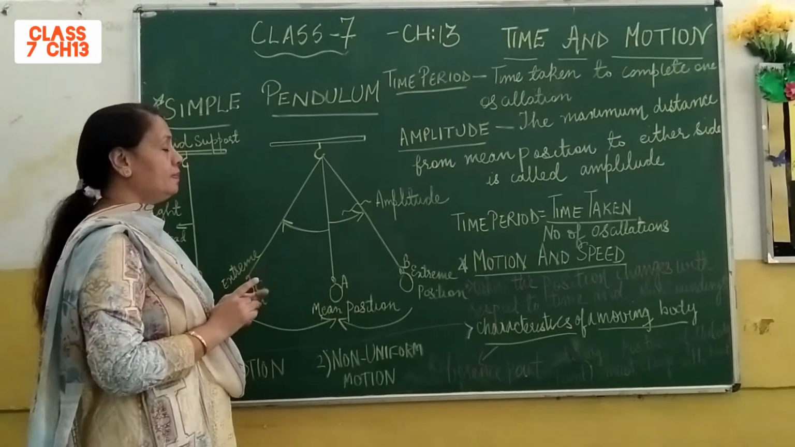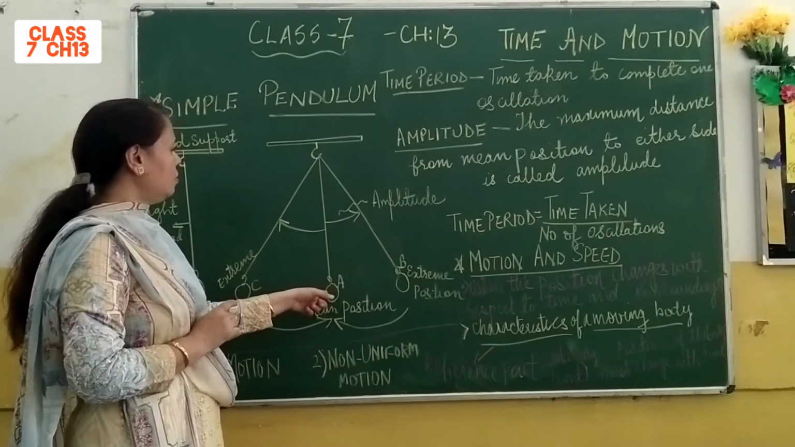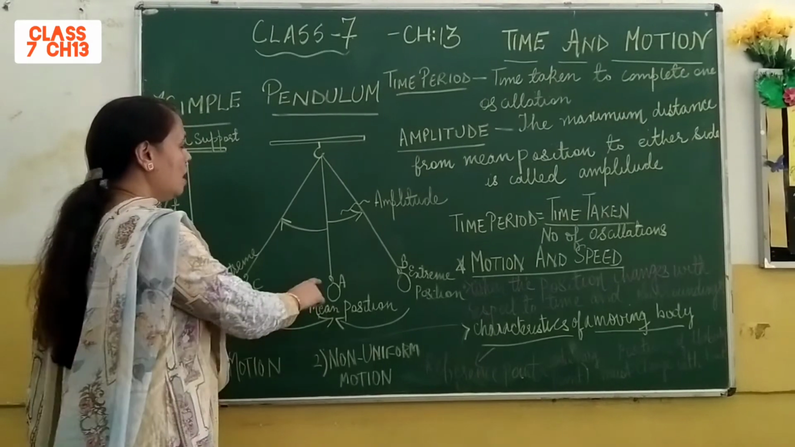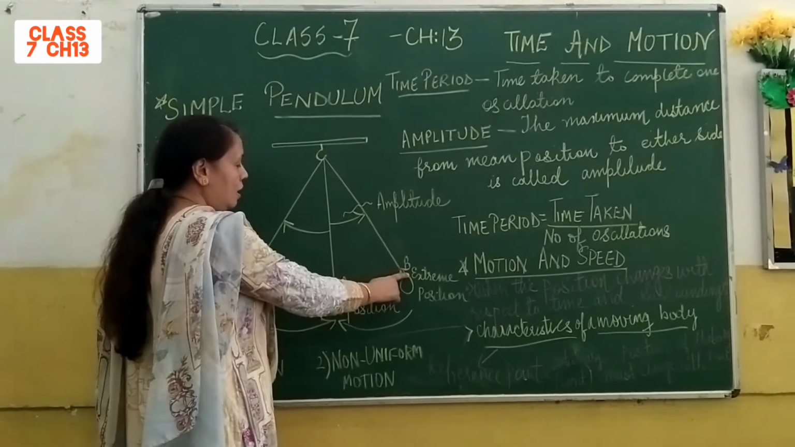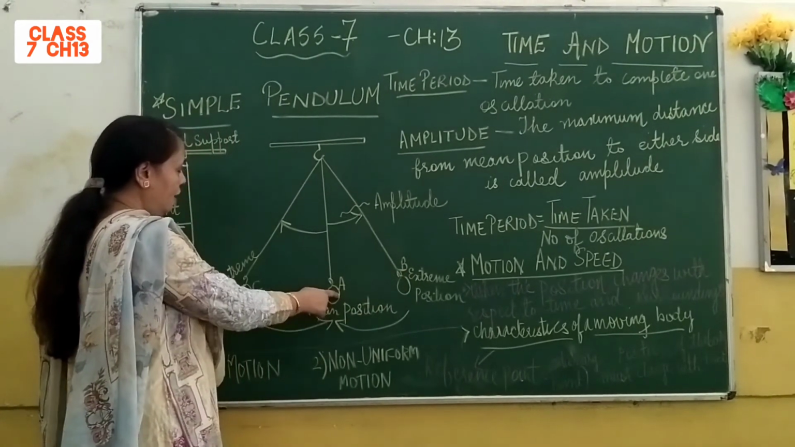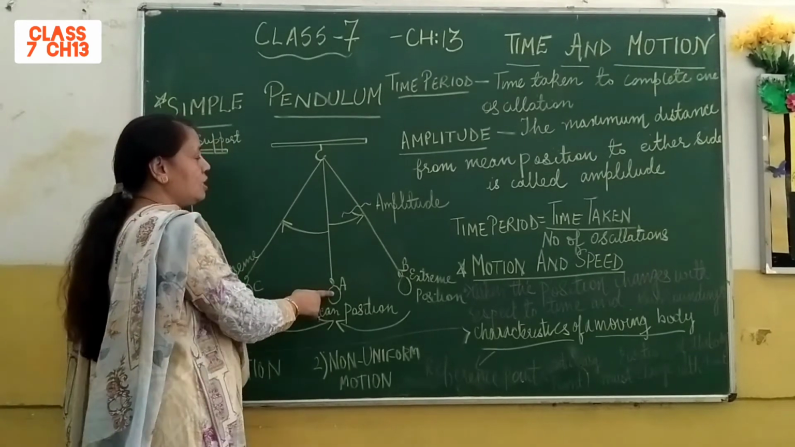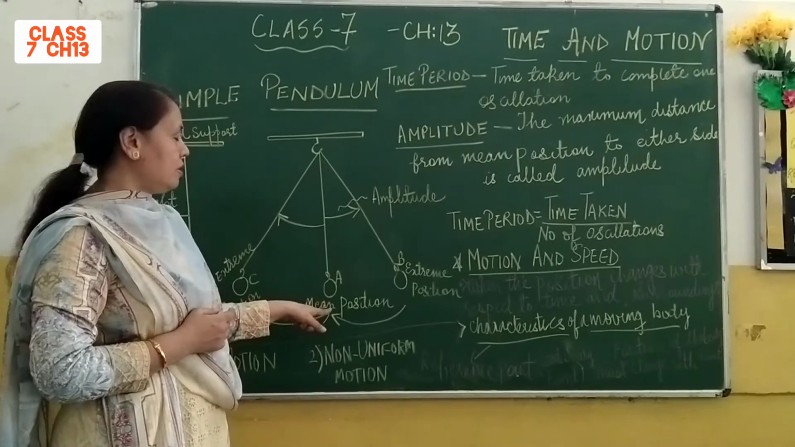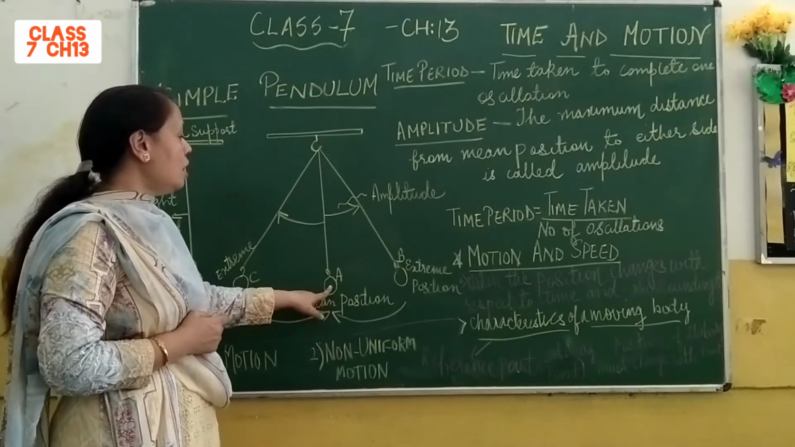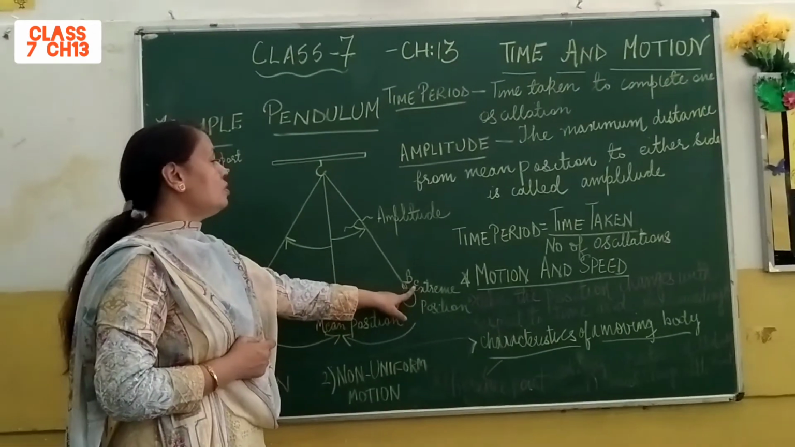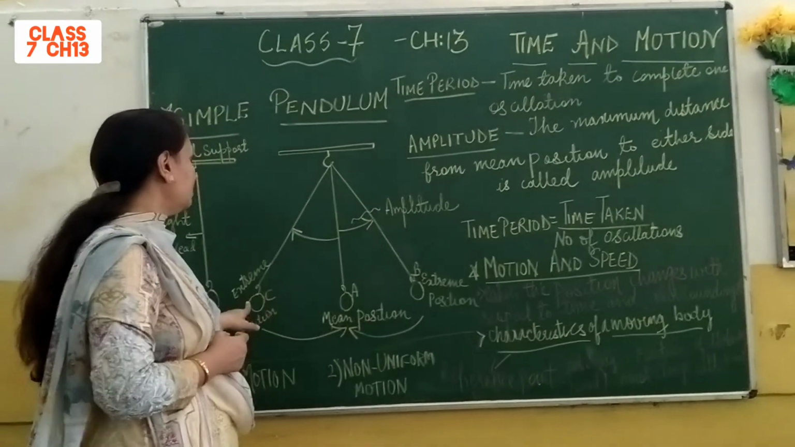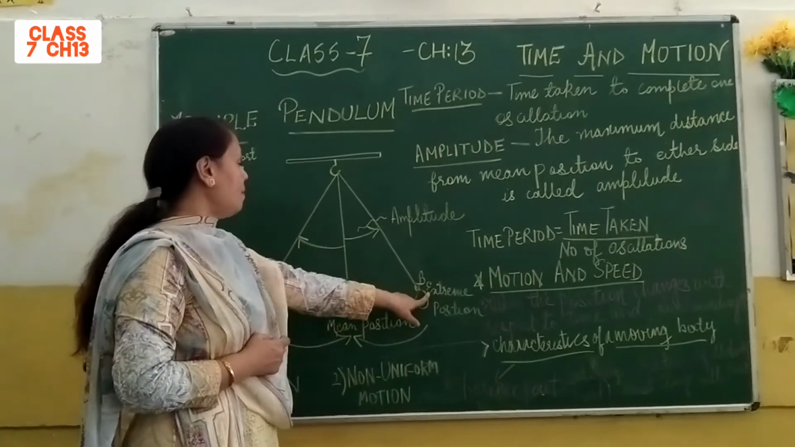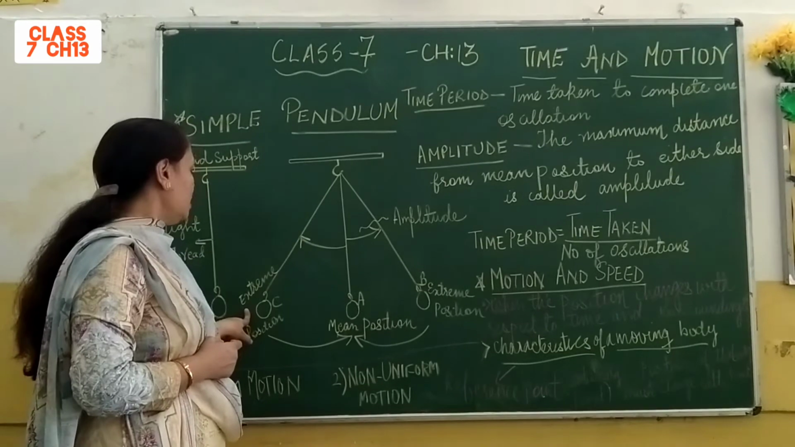When we give a push to this pendulum, it starts moving from A to B, then B to A, then from A to C and again C to A. Out of this, the center position where the pendulum is at rest is called the mean position, and the two positions towards the sides are called the extreme positions. Extreme position B, extreme position C.